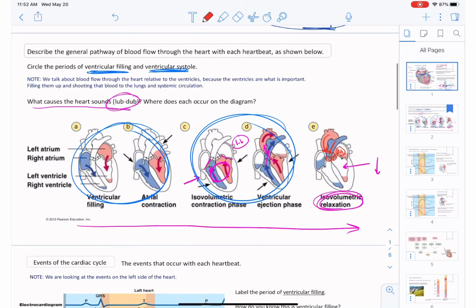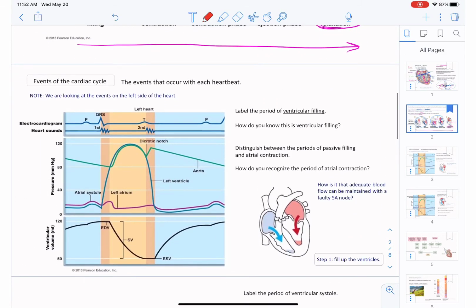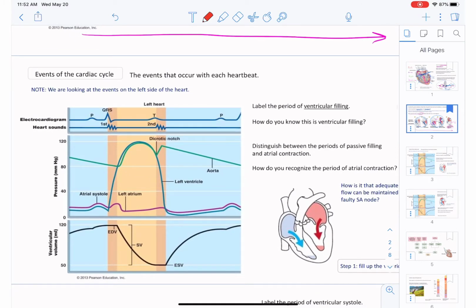Moving on. Now I want to take a look, in more detail, at some of the events that are going on during each cardiac cycle. Some of the events that are occurring with each heartbeat. And let's take a look at the variables that we're dealing with. What are we dealing with up top here? That's the electrocardiogram. That's the ECG. That's the electrical activity that's occurring with each heartbeat.